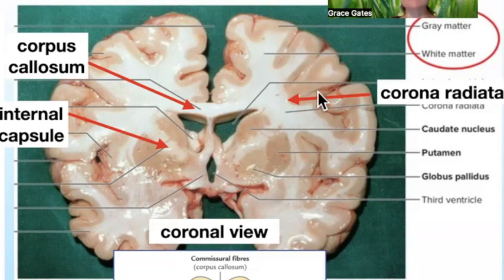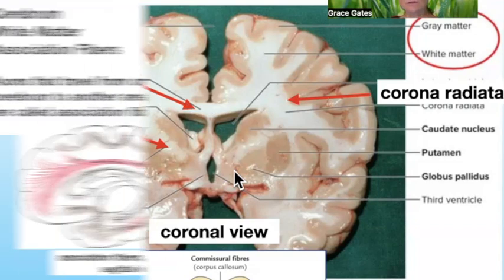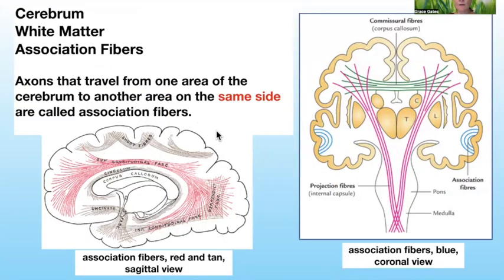They're going to be axons dangling down from the cell bodies that are in the cerebral cortex. And then some of them would be crossing in the corpus callosum, and many of them would be passing downward through the internal capsule. Axons that travel from one area of the cerebrum to another area on the same side are called association fibers. And in this picture, they're red and tan, and you can see that there are quite a lot of them. And in this other picture, they're shown as blue. They're just kind of stylized as being small, but they are quite extensive.